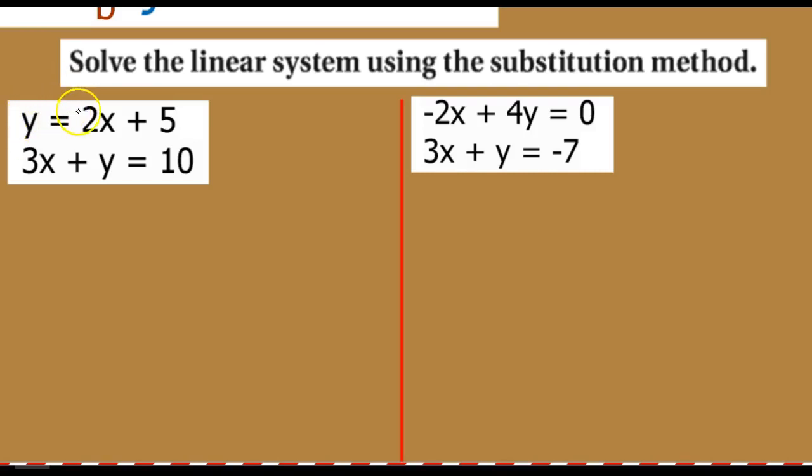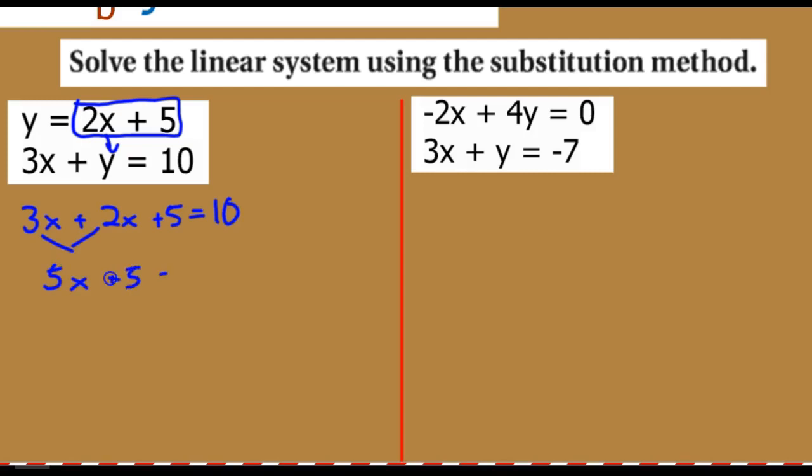I see that I have y by itself, so I can take 2x plus 5 and I can sub that in for y. So now we have 3x plus 2x plus 5 equals 10. 3x plus 2x, we're going to combine the like terms. So we get 5x plus 5 equals 10.